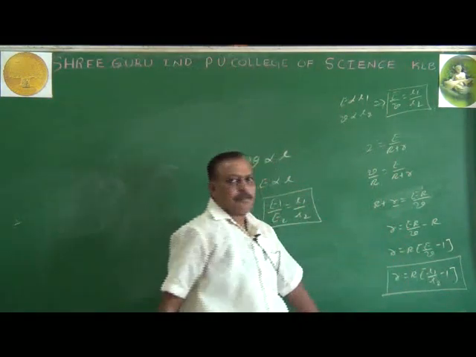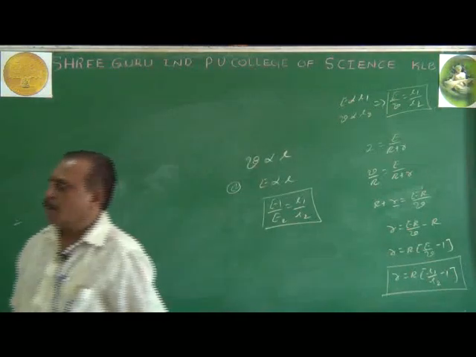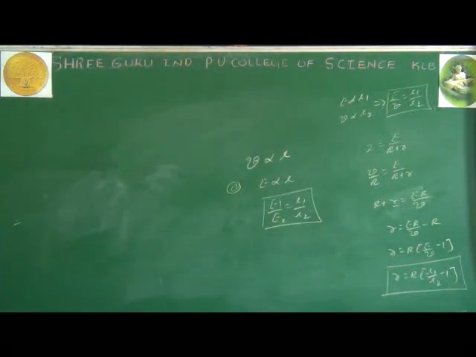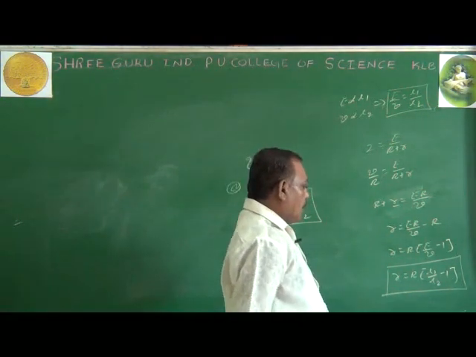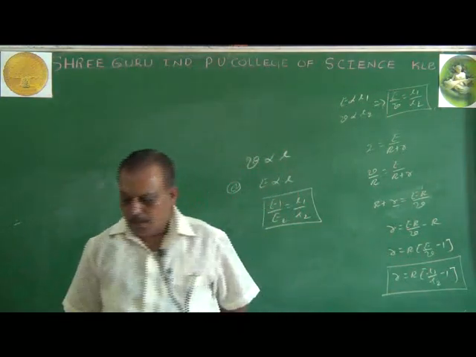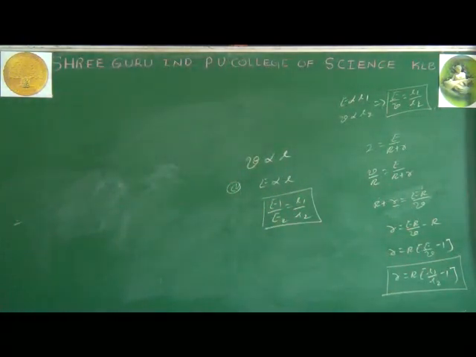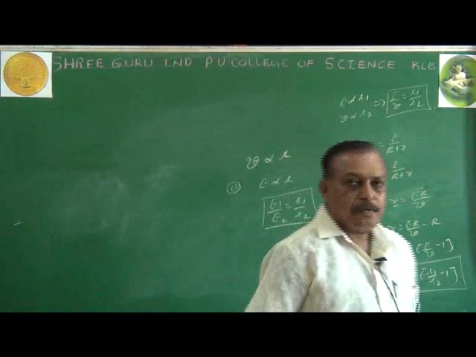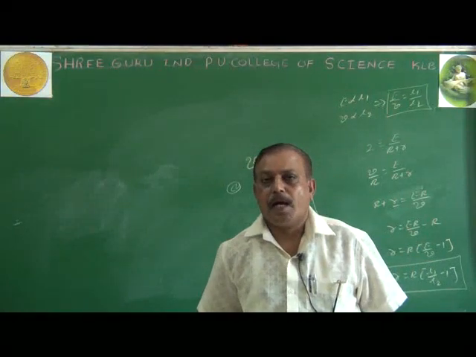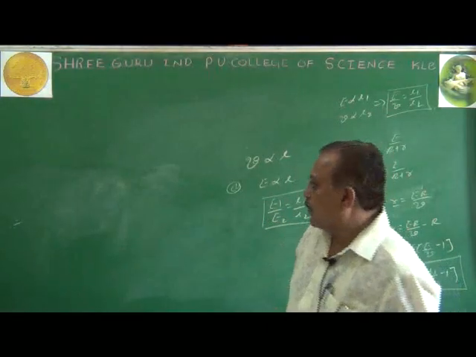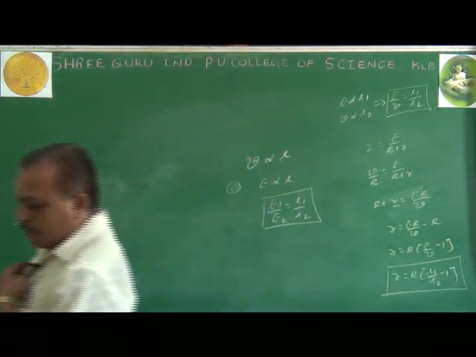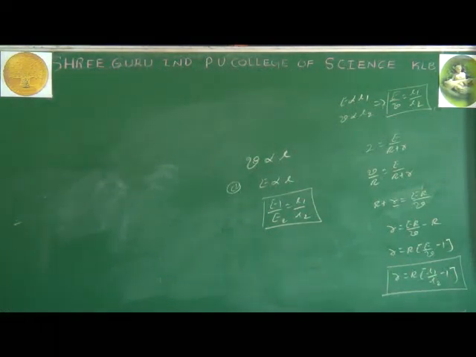This is the internal resistance of the cell: small r equals capital R into (L1 by L2 minus 1). Just within a fraction of a second, just glance at the equation. Almost all the equations we are ready. There will be no need of writing the equations. We can easily go for solving the problems. Just glance at the equation. Clear. Then we have to come to the next session. Have a look at the whole equation once.